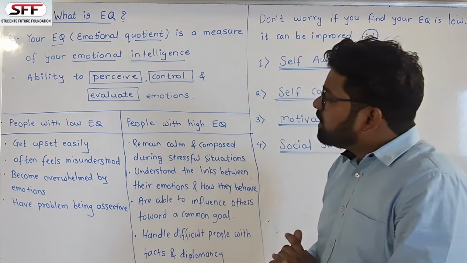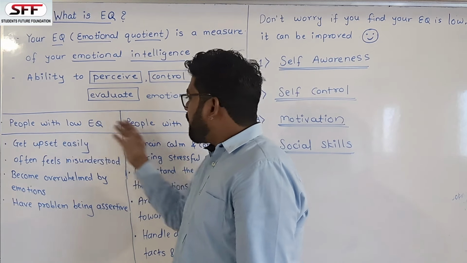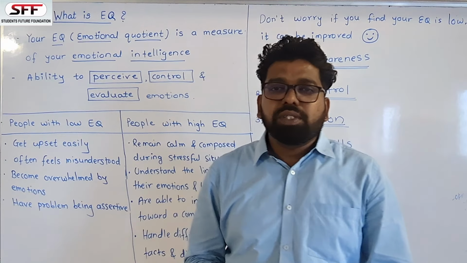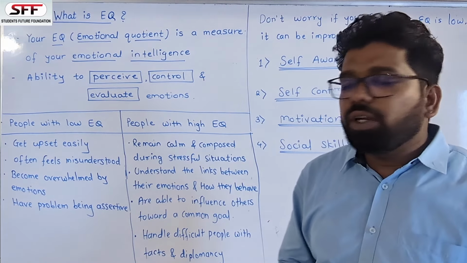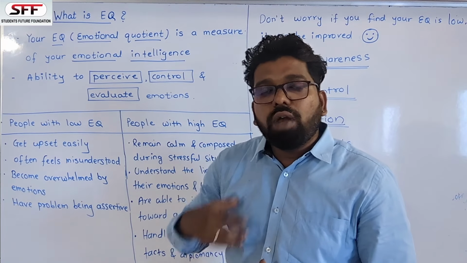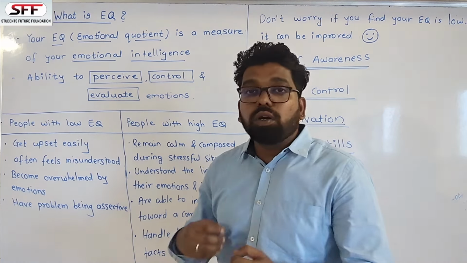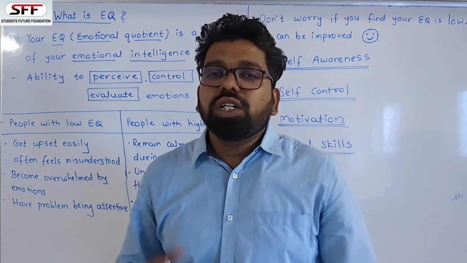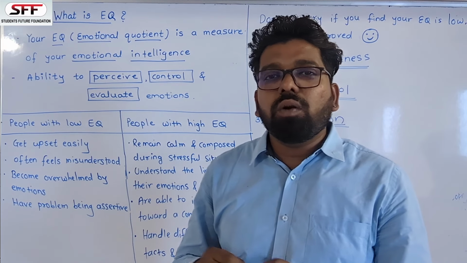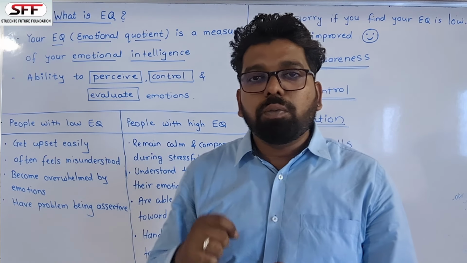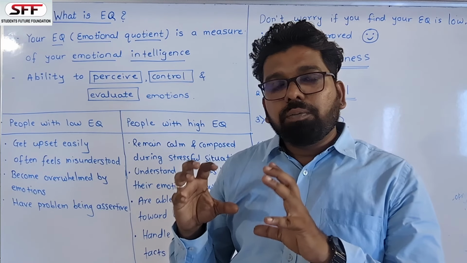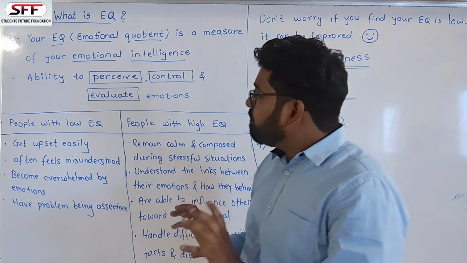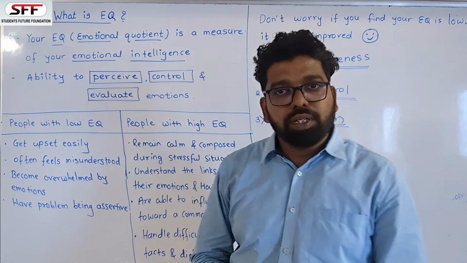Here you can see two types of people. First column, people with low EQ. If you get upset easily, or if you often feel misunderstood, if you are overwhelmed by your emotions, if you cannot control your emotions, have problem being assertive. Assertive means, suppose you cannot convince someone, or you cannot put your point, or you cannot explain your perspective or idea easily to people around you, that means somewhere your EQ level is low. You have to accept it, right?